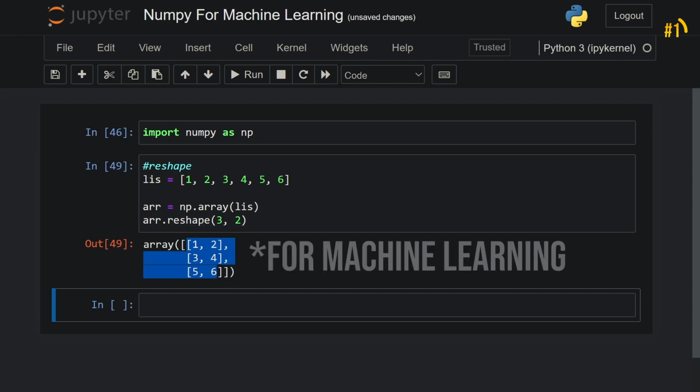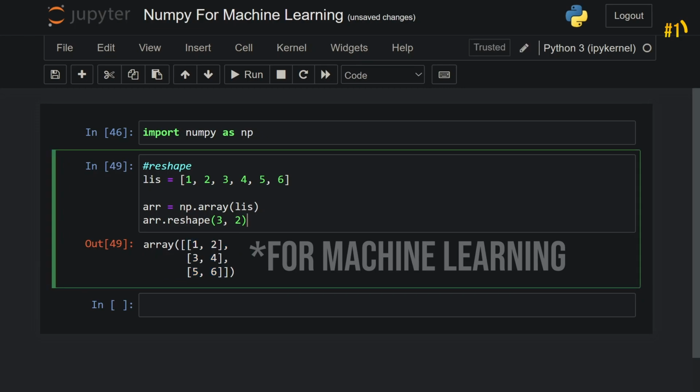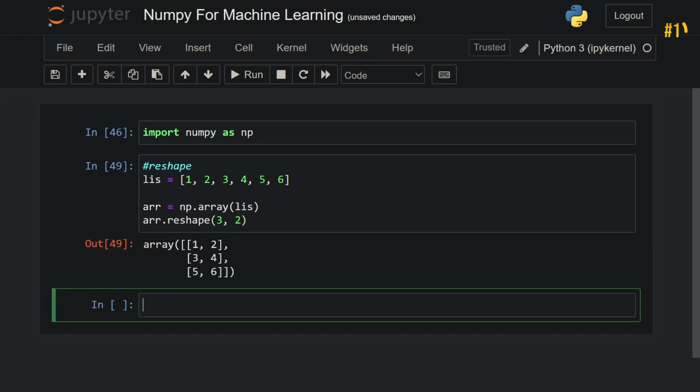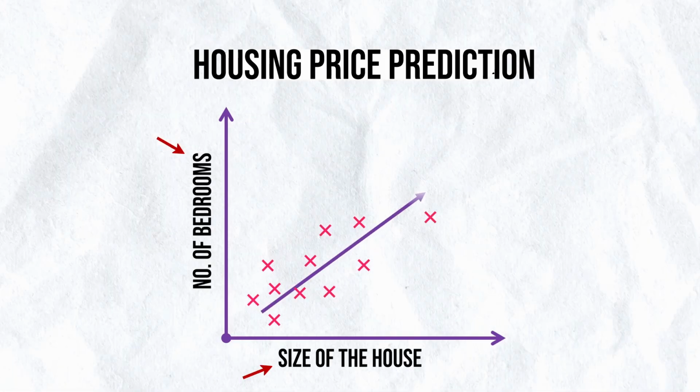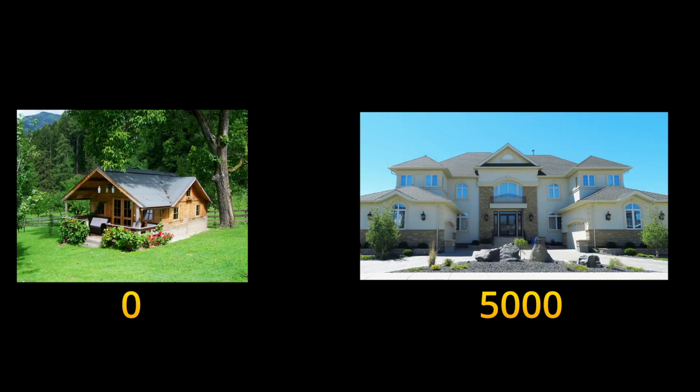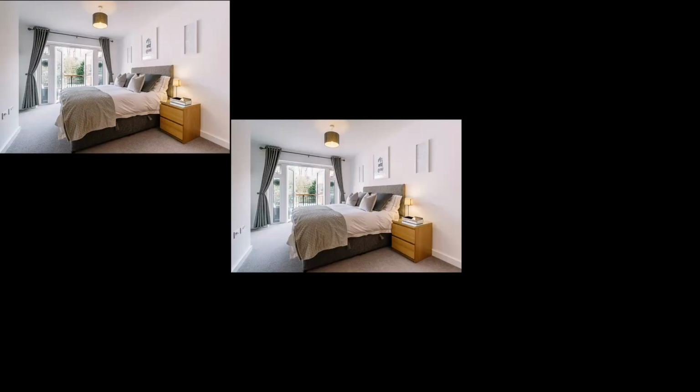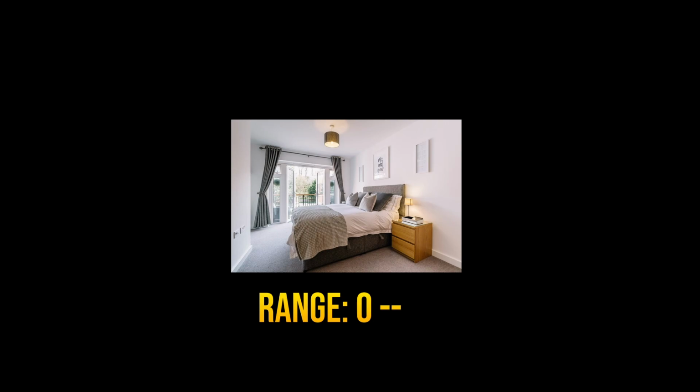Here the rows are considered as records and the number of columns is considered as features, which will bring us on to our next set of functions, which will be related to normalization in machine learning. Let's take the example of a housing price prediction, and let's say our training set has 2 features. One being the size of the house in square feet. This might range from 0 to 5,000. And then the second feature, that is the number of bedrooms, and this will range from 0 to 5.